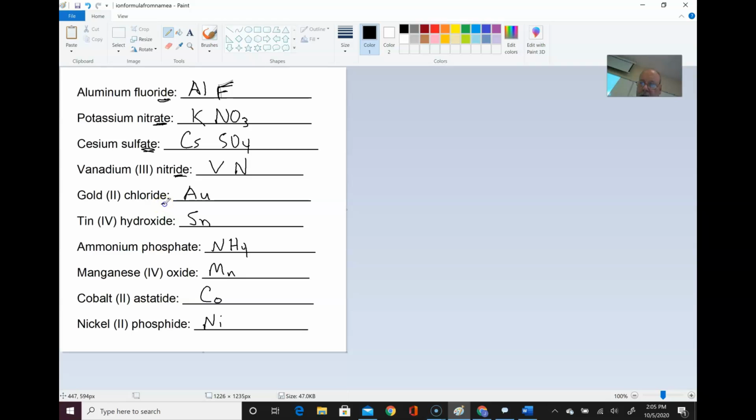Nitride. Chloride, an element, Cl. Hydroxide, here's one of our exceptions for IDE, and that's OH. Okay? Phosphate, ATE, PO4. IDE, oxide. Astatide, At. And then phosphide, P. Okay? So don't be writing PO4 there. Okay, so that's our second step.